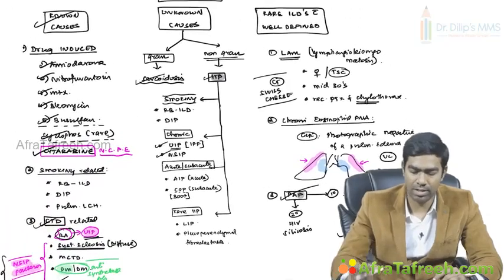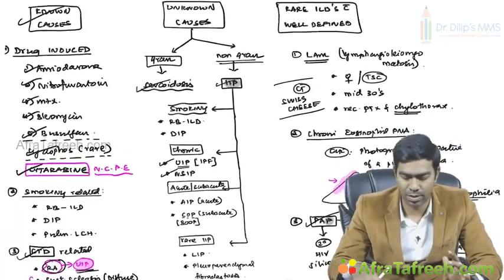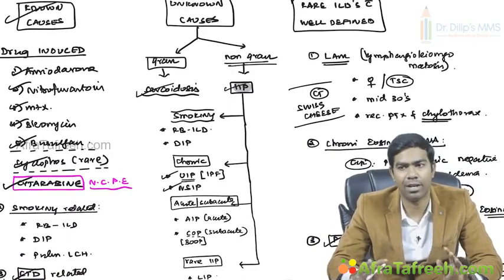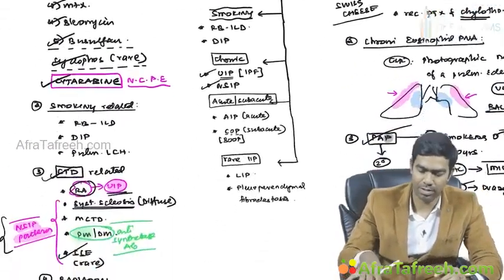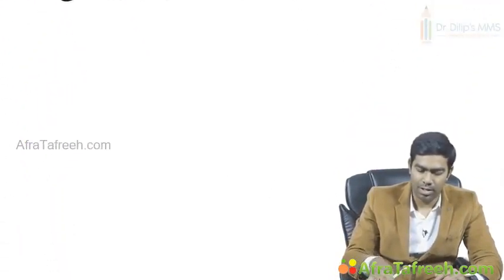So this is how you classify the ILDs in the first place. You have to be very, very clear in how to classify the ILDs in the first place. Now you have classified the ILDs and how these ILDs behave overall. Let us see some gold standard points in ILDs. Some of the facts that you should know in ILD.